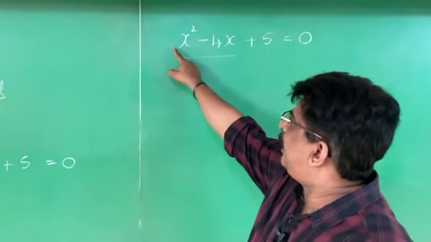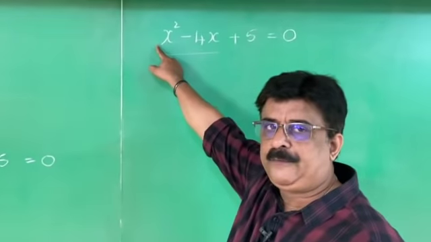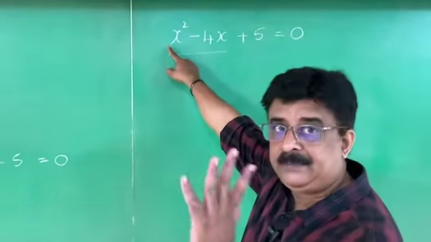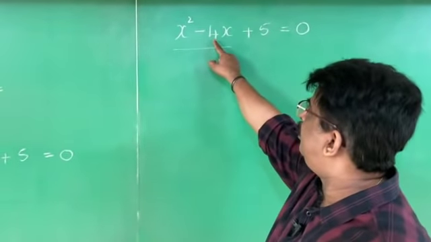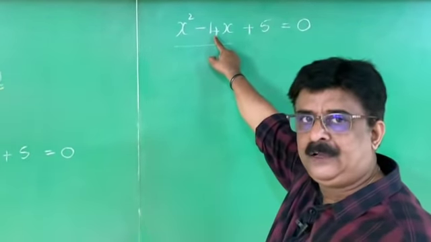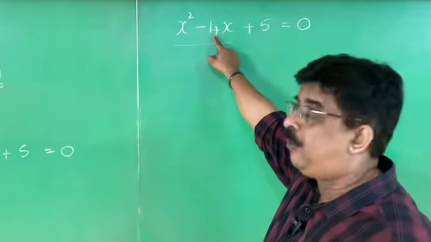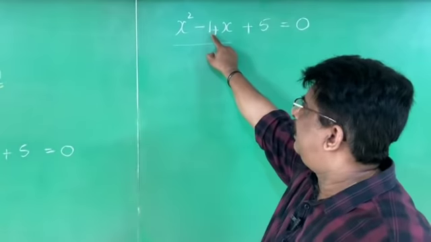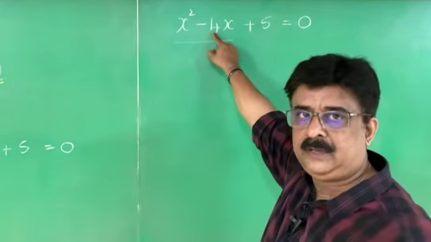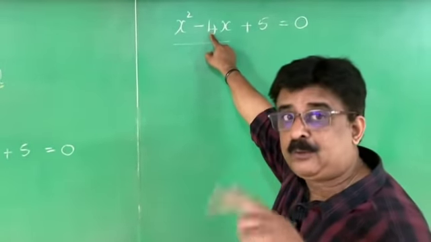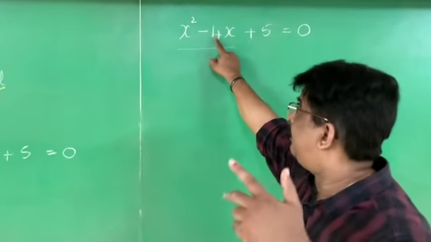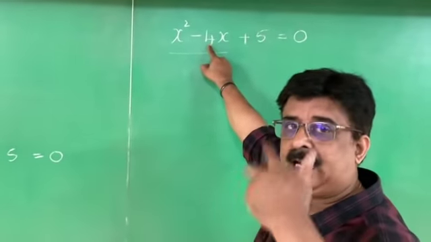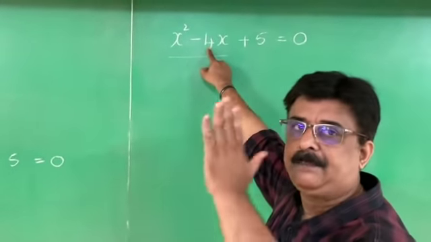Then see the coefficient of x square. What is the coefficient of x square? 1. Therefore, this is an easier problem. Then come to the coefficient of x. What is the coefficient of x? Minus 4. The minus sign goes aside, 4. What is half of 4? Half of 4 is 2. Square of 2. That square of 2 should be added and subtracted.